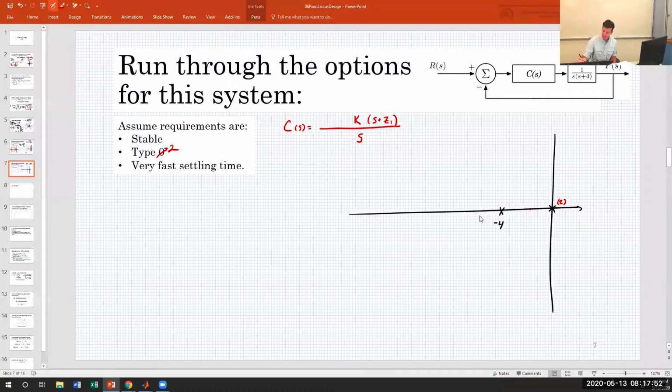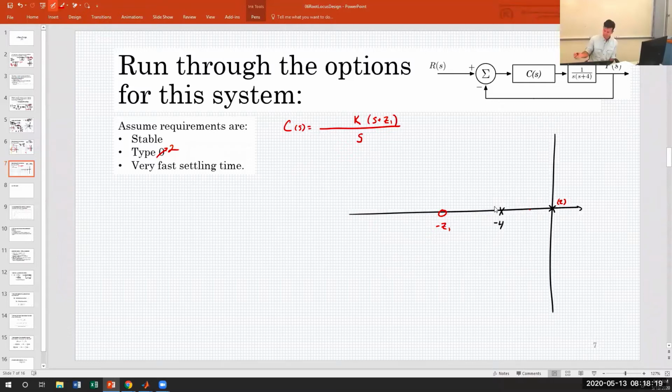And the suggestion was maybe try the same trick, right? Because before, putting the zero to the leftmost seemed to work well. Okay, I think that's a reasonable choice. So this is now the zero at negative z1. And so what happens now? Now we get this region being in the root locus, and we have plus and minus 90-degree asymptotes.